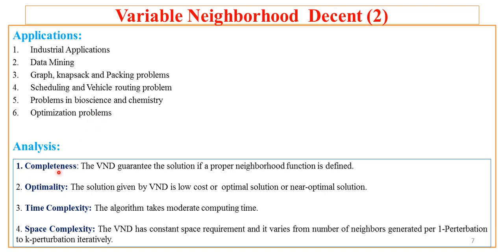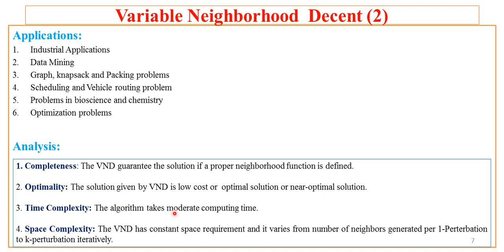Now what is the analysis? VND guarantees the solution if a proper neighborhood function is defined. Suppose you have a neighborhood function with a proper heuristic defined, then with respect to the proper heuristic and the neighborhood density, VND may guarantee you the solution. That means it is complete. Optimality: it may give a low cost or optimal or near-optimal solution, as it tries different, better neighborhood children as compared to the current candidate solution.